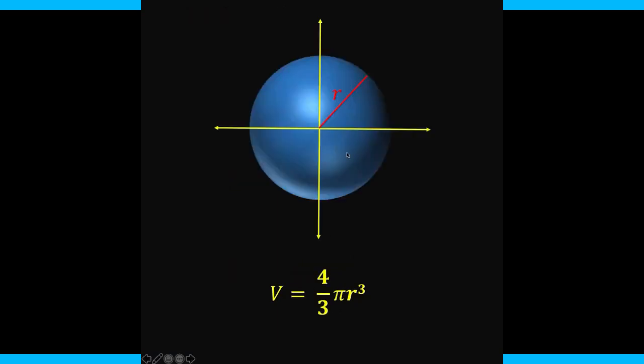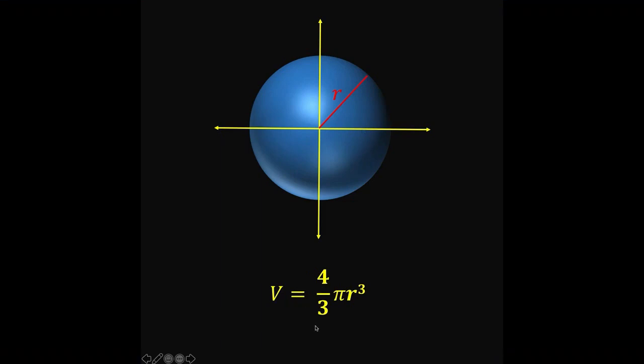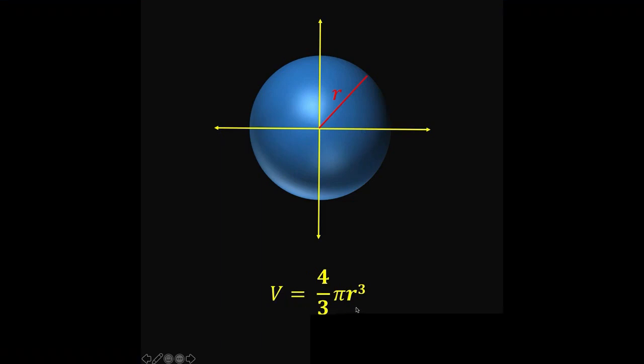And so, as long as we know the radius of the sphere, we'll be able to compute its volume using the formula volume equals 4 over 3 times pi r cubed. This is how we derive this formula.